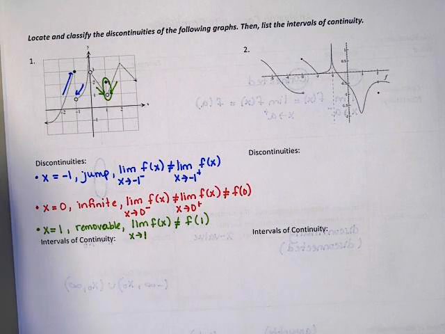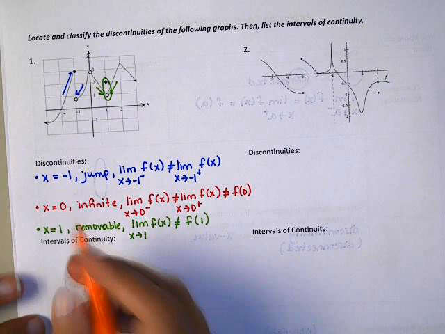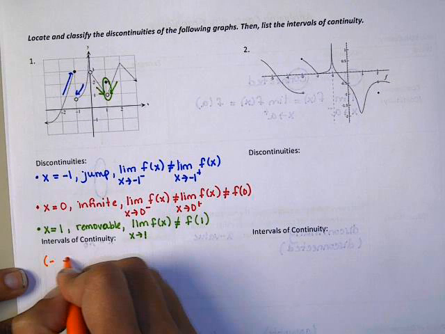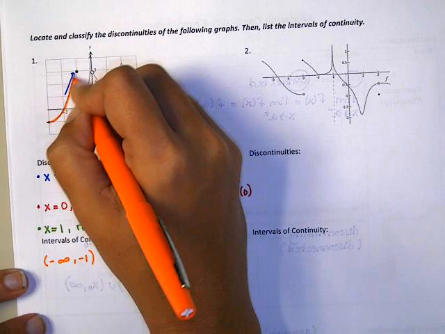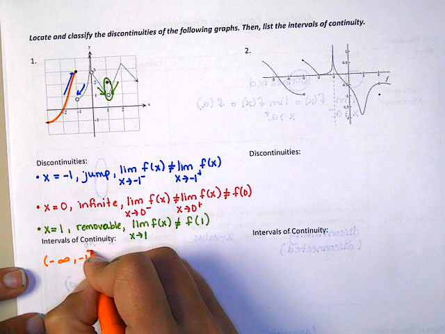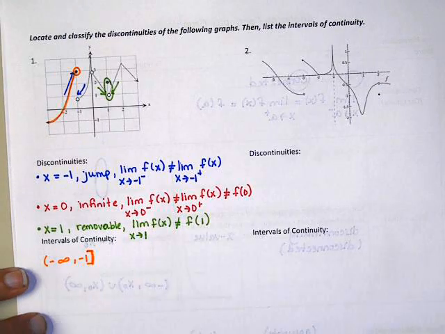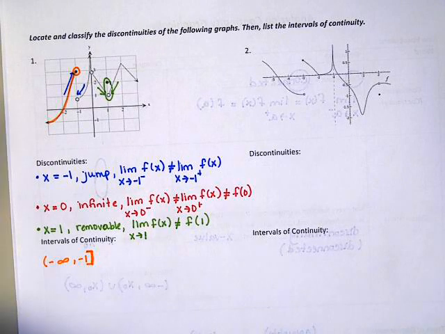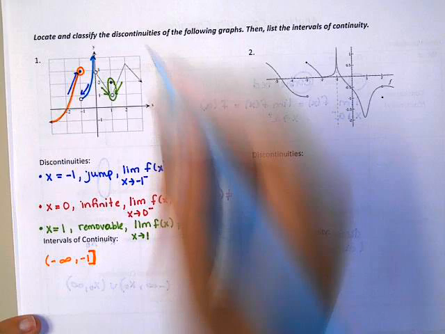Now, if I needed to list where I am continuous, I'm going to be continuous everywhere where there isn't a discontinuity. So I would be continuous from negative infinity to negative 1. That's this first section of the graph here. And I'm going to make that a closed bracket on the negative 1 since I actually am connected to that closed circle. Then I would be continuous from negative 1 to 0.